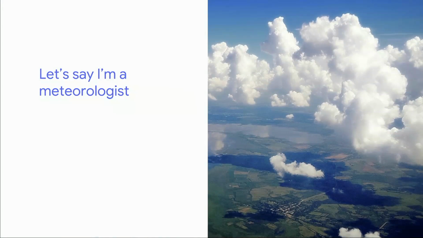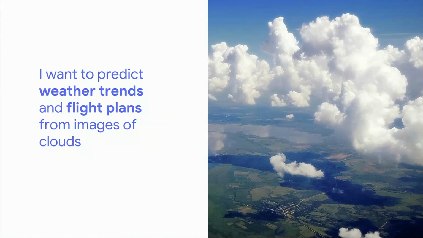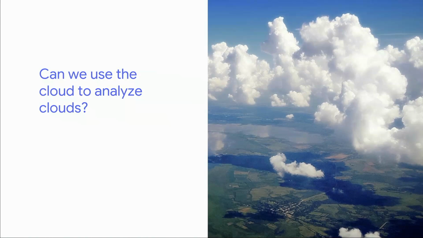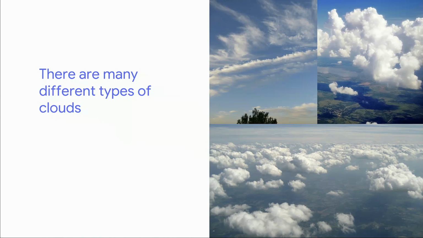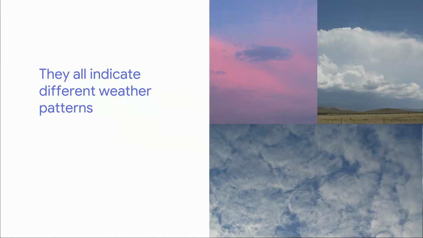So for this demo, let's say that I'm a meteorologist. Maybe I work at a weather company, and I want to predict weather trends and flight plans from images of clouds. So the obvious next question is, can we use the cloud to analyze clouds? And as I've learned, there's many, many different types of clouds, and they all indicate different weather patterns. So when I first started thinking about this demo, I thought, maybe I should try the Vision API first and see what I get back.